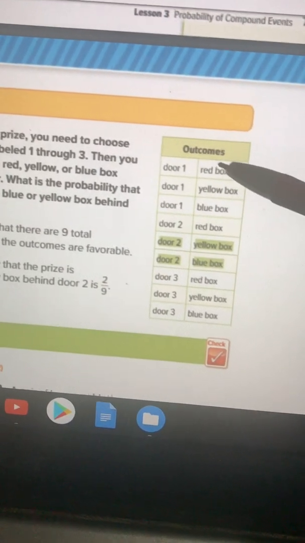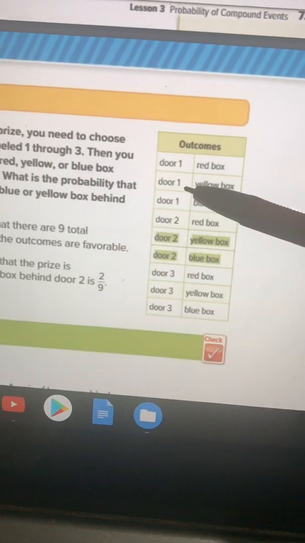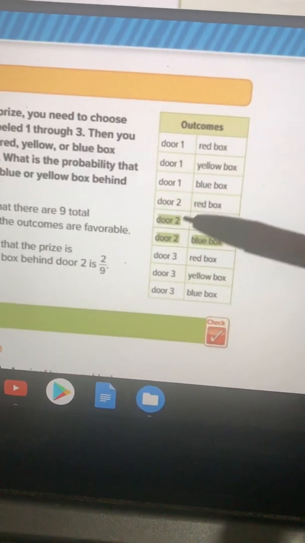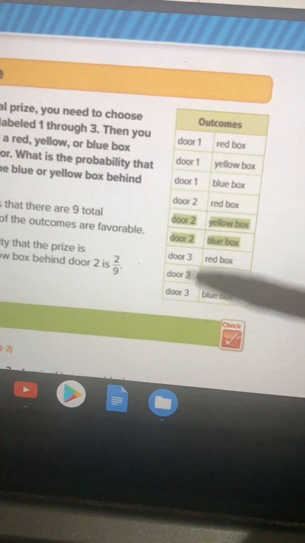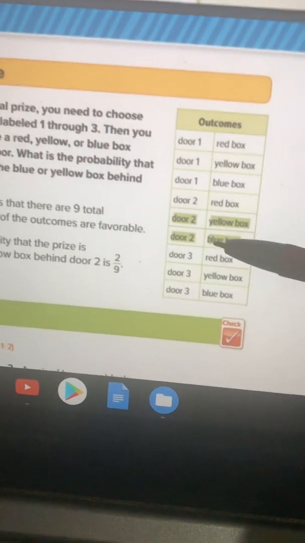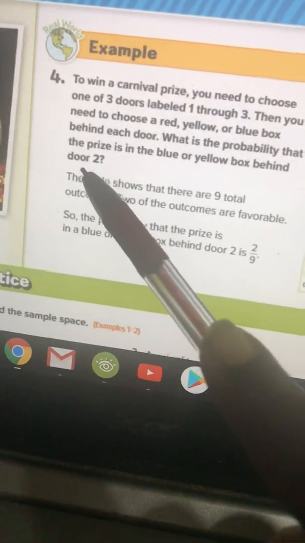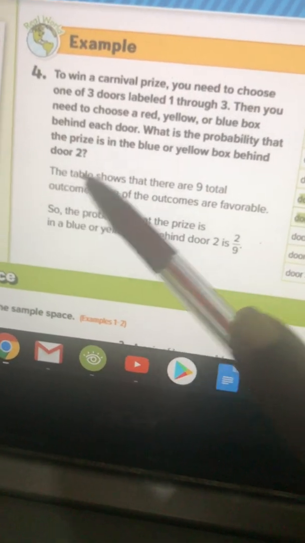So door 1 has 3 boxes because you have a red box, one has a yellow box, the other one has a blue box. Door 2 has 3 of them because you also have 3 colors. And door 3, you have 3 boxes that each one has a color. One has a red color, the other one has a yellow color, and the other one has a blue color. The question wants, you must pick door 2. That is one thing. You cannot pick any other door. You must pick door 2, and you must pick door 2 that has blue or yellow.